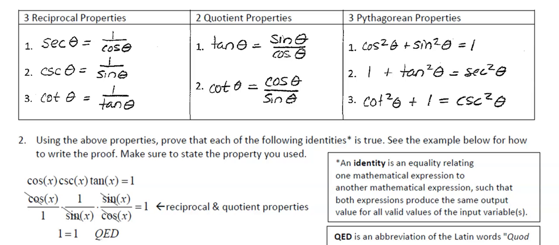After listening to Trig property videos 1 and 2, you filled in the first page of your notes, and the first group of properties were the reciprocal properties, the quotient properties, and the Pythagorean properties. So I've got those listed here.